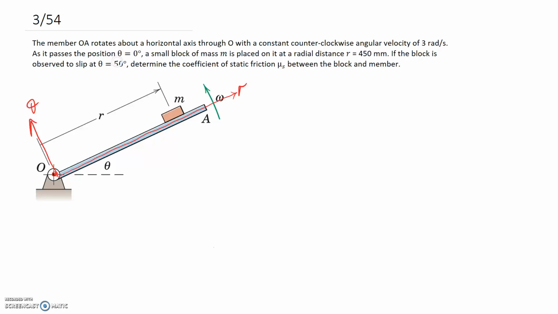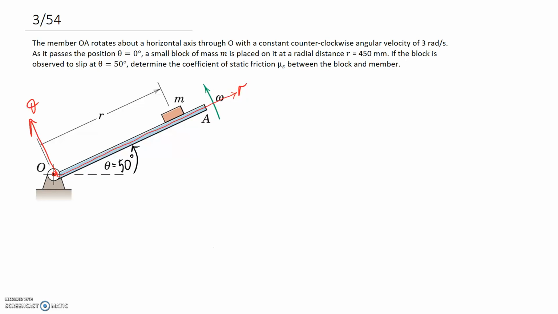Okay. So, next thing I want to talk about is our point of interest. We're interested in what happens at this theta equal to 50 degree position. The reason is we start to get some slippage of this block along the ramp. So, I'm going to write in here, theta equal to 50 degrees, and we're measuring it this way.